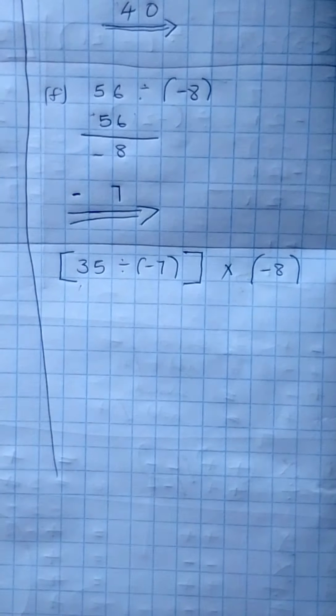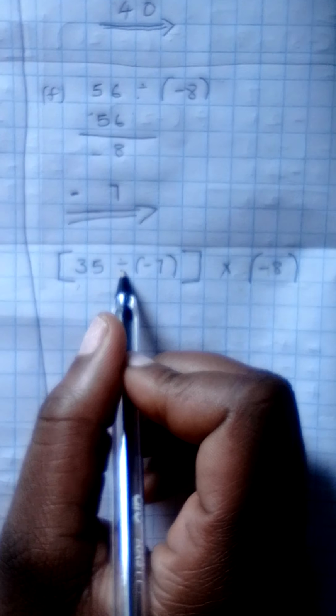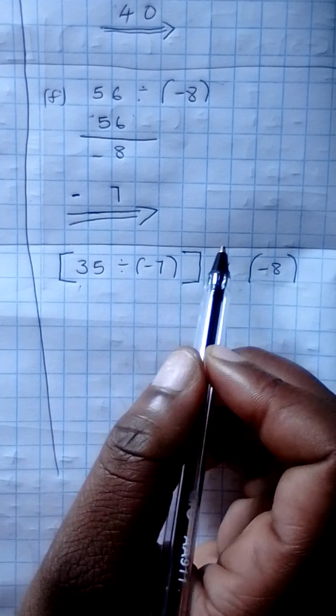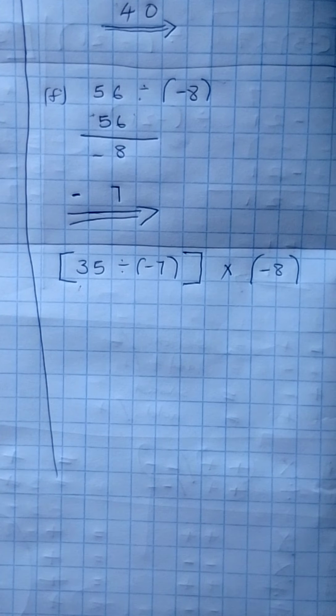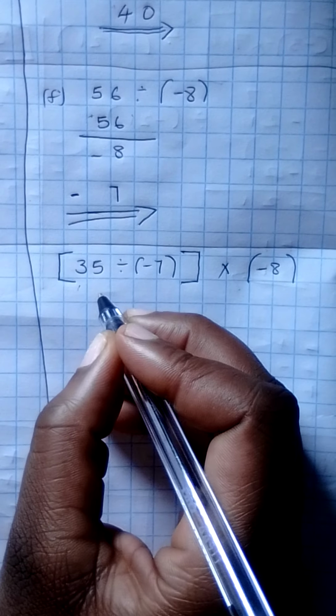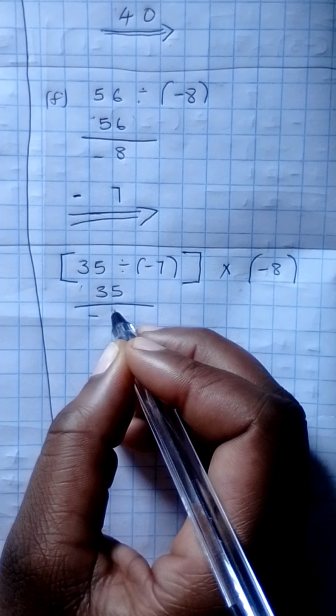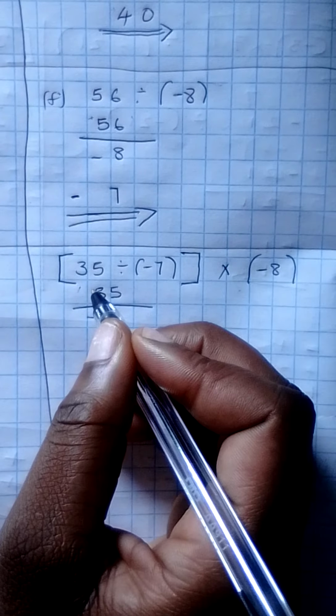There is a lot of concept here I taught you. So what we are going to do first, we are going to simplify what is inside the big bracket first. Inside the big bracket, we have 35 divided by small bracket, minus 7, close small bracket, right? This one we can write it like this when simplifying. Divide by minus 7. I said there is a plus here, né?